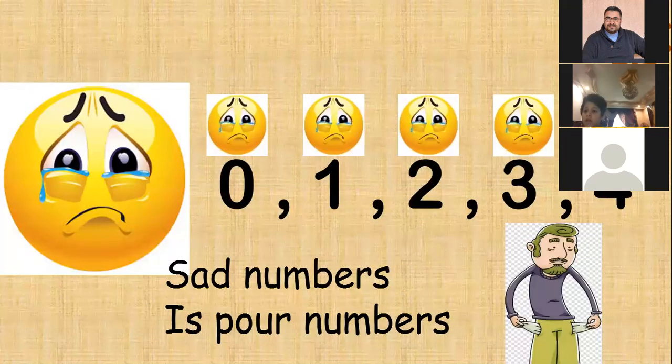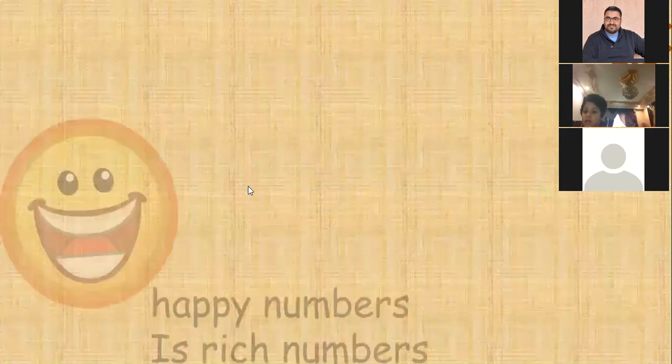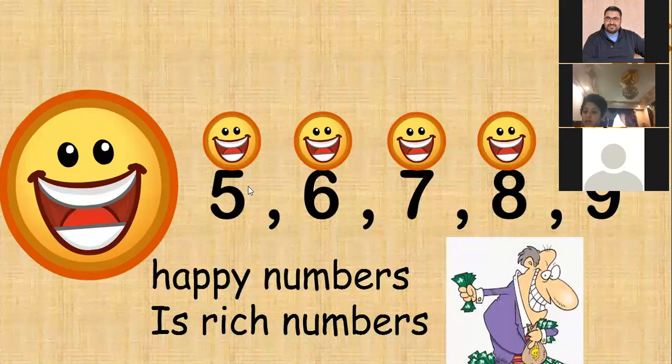So we have two kinds of numbers, sad numbers and happy numbers. Sad numbers are from 0 to 4: 0, 1, 2, 3, 4. They're called sad numbers or poor numbers. And we have rich numbers from 5 to 9. They're called happy numbers or rich numbers.